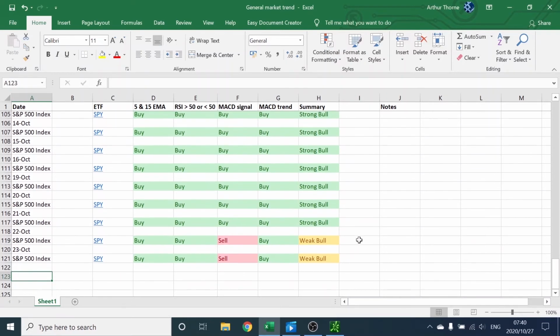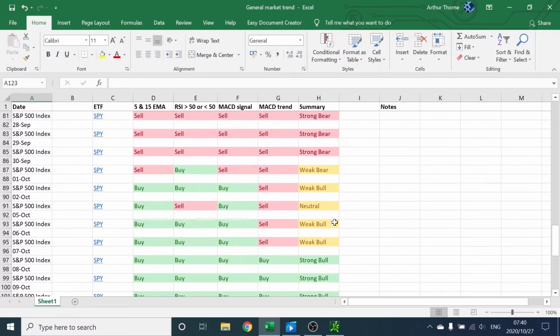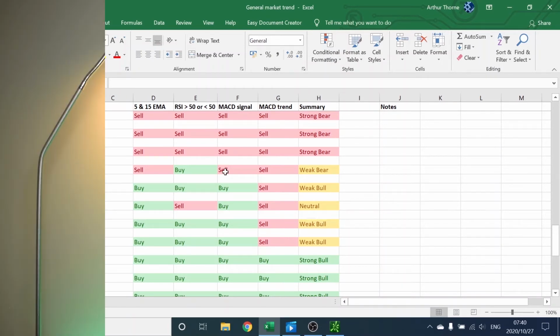If all 4 indicators are a buy, then I consider this a strong bull. If 3 of the 4 indicators are a buy, then this is a weak bull. If 2 of the 4 indicators are a buy, then the market is neutral. If 3 of the 4 indicators are a sell, then the market is a weak bear. And finally, if all the signals are a sell, then this is a strong bear.